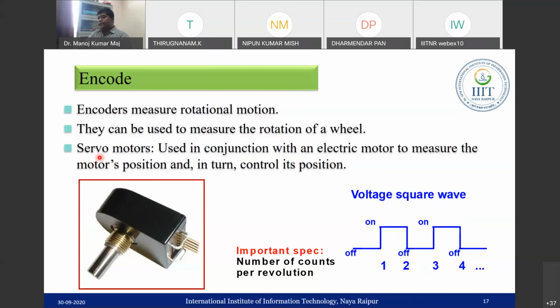In this case, a very well-known example is servo motors. In the case of servo motors, it can be used in conjunction with electric motors to measure the motor's position, and in turn control its position. So these are encoders, a kind of sensor.